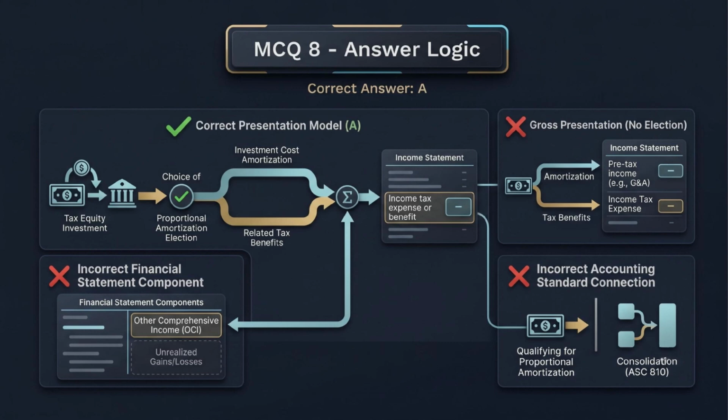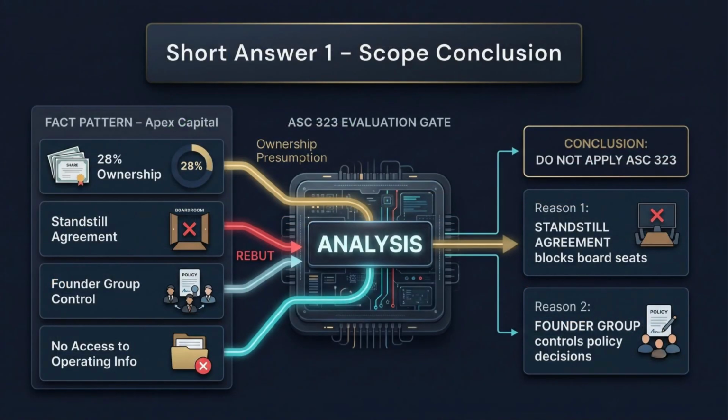The memory line is simple. Qualified proportional amortization gives tax line presentation. Now we move to short answer 1.